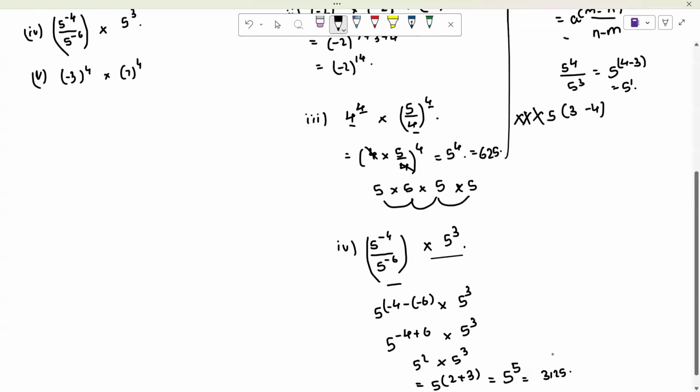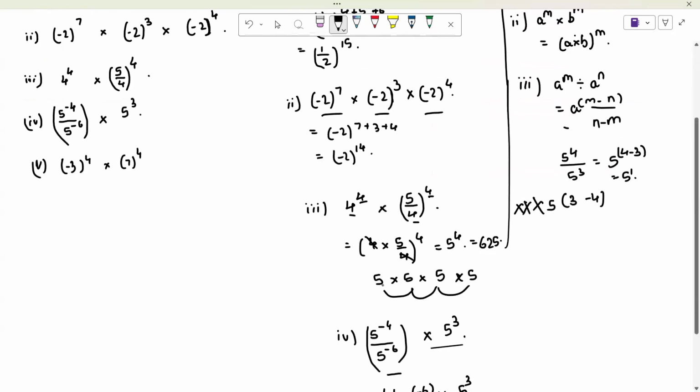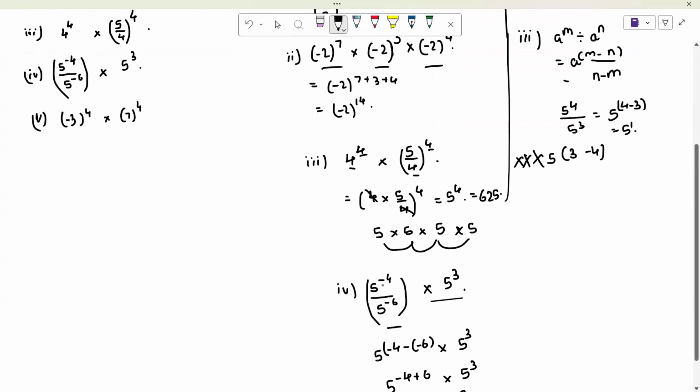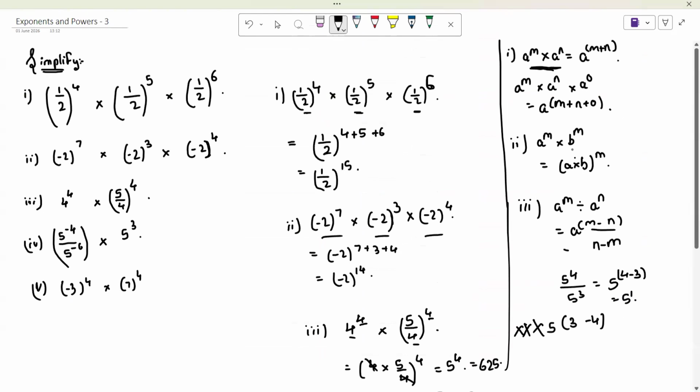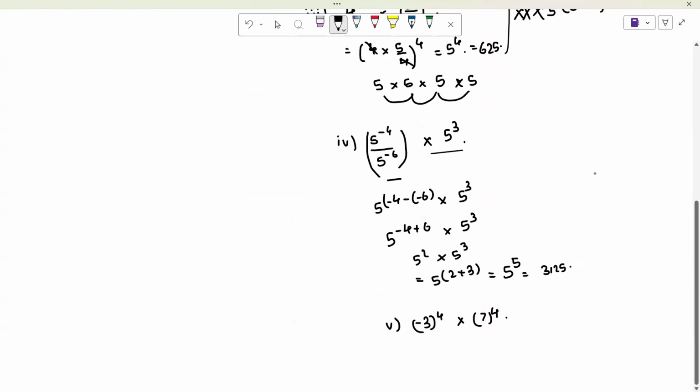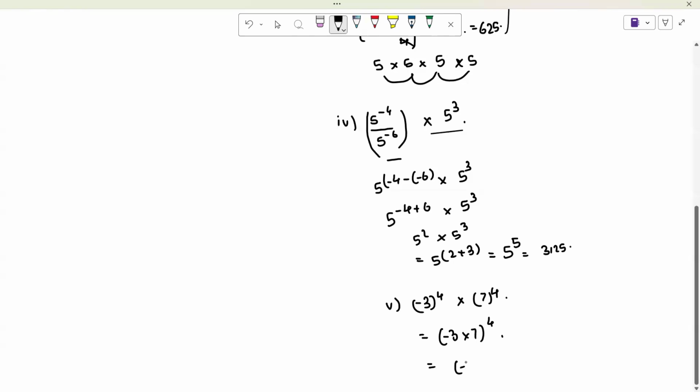Okay, now let's attempt the last but not least, the last question. Minus 3 power 4 into 7 power 4. So we have this law, right? a power m into b power m will give you a into b power m. So this will just give you the answer as minus 3 into 7 power 4. That is your answer. And the answer is minus 21 power 4.